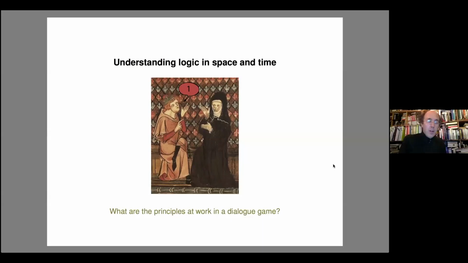So not just the meaning, but also how it's organized in space and time. So what are the principles at work, in particular in the dialogue? So you see here two famous logicians, Abelard and Eloise, interacting together. What's happening when they discuss together?